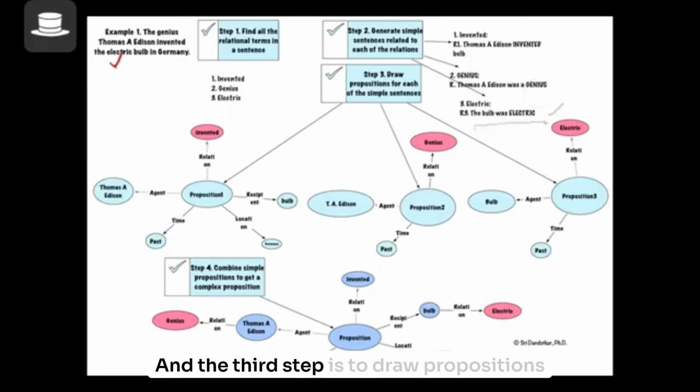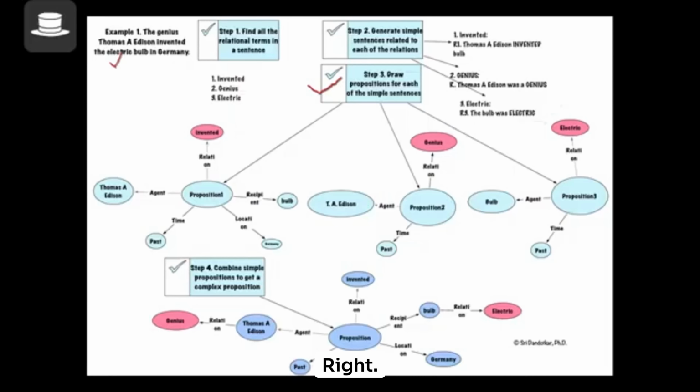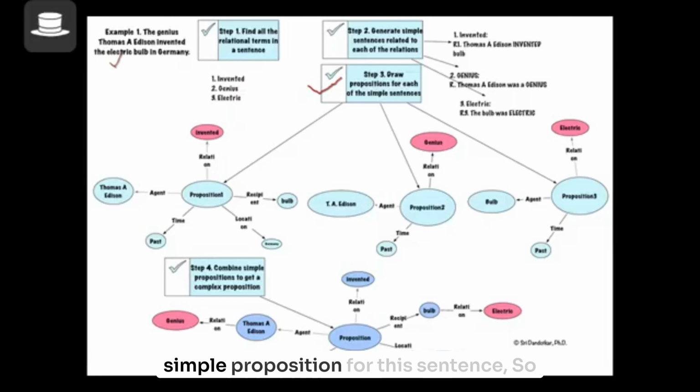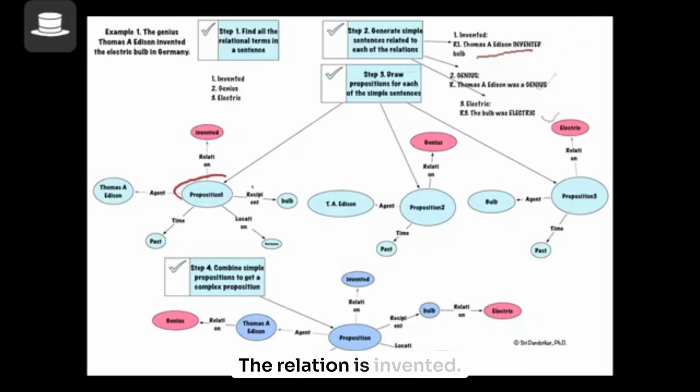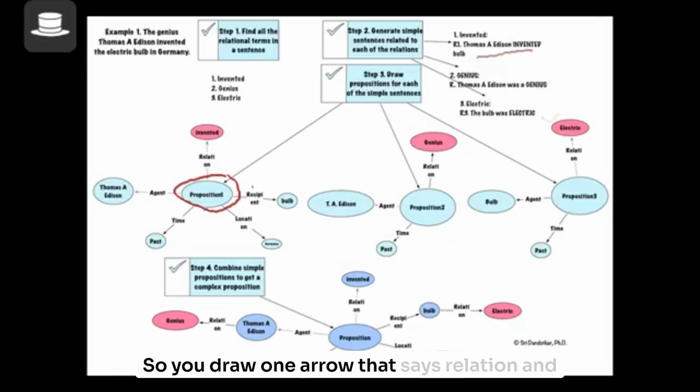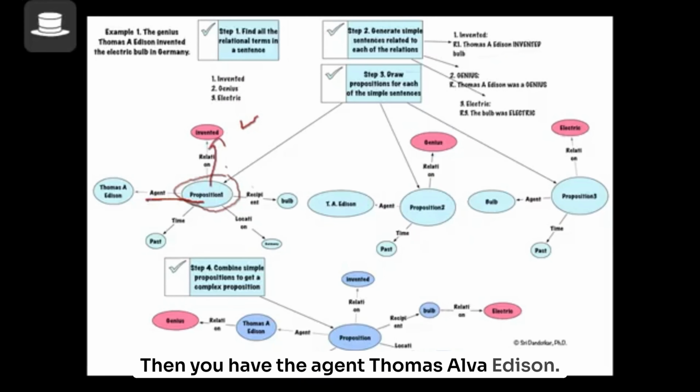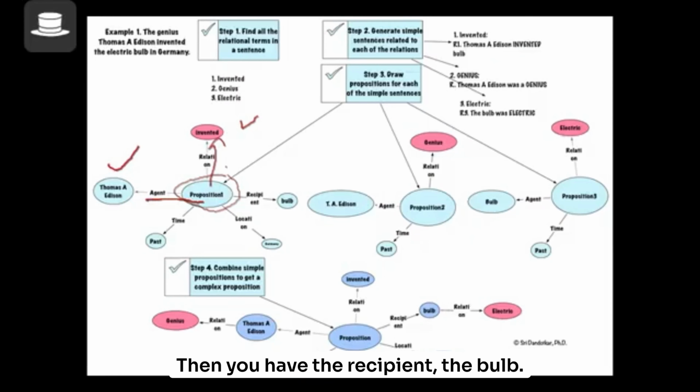Now the third step is to draw propositions for each of these simple sentences. Right? So we're going to have one simple proposition for each sentence. So let's see how you can represent the first sentence, Thomas Alva Edison invented bulb in Germany, let's say. So you can have the proposition itself, the relation is invented, so you draw one arrow that says relation, and you have invented. Then you have the agent, Thomas Alva Edison, then you have the recipient, the bulb, correct? It's the elaborated propositional one, right?